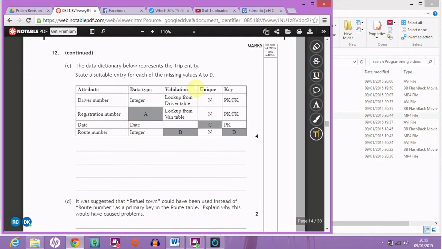So over to my unique column. The question is, driver number, is it unique? Well, no, it's not, because a driver could drive tomorrow, a driver could drive the next day, so I would have 3 instances of that driver inside trip, so no, it can't be unique. Registration number, well, that bus, I don't remember what it is, could have been used yesterday, could be used tomorrow.